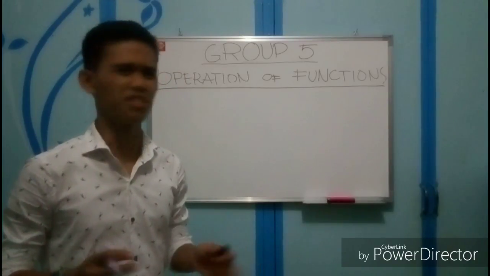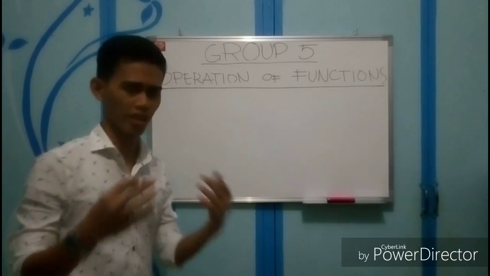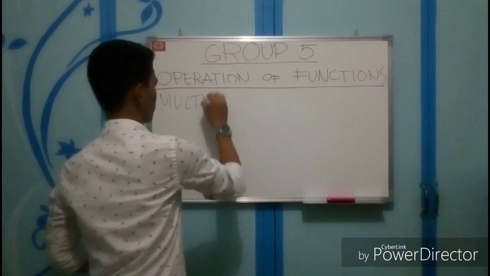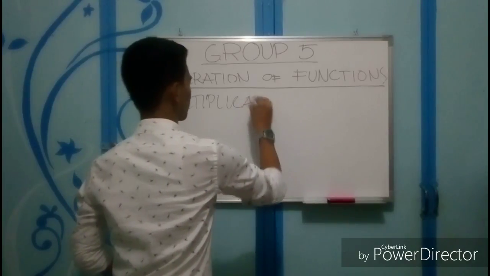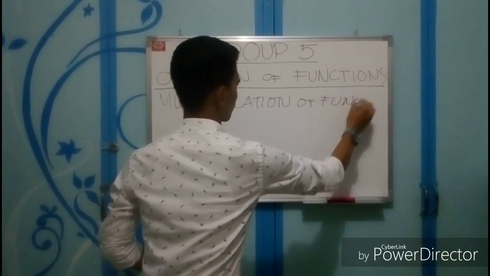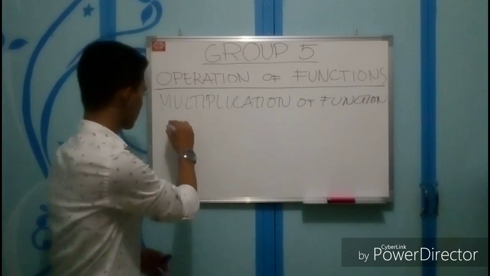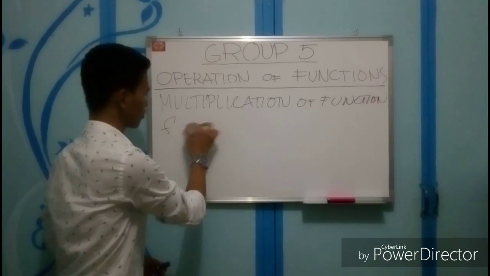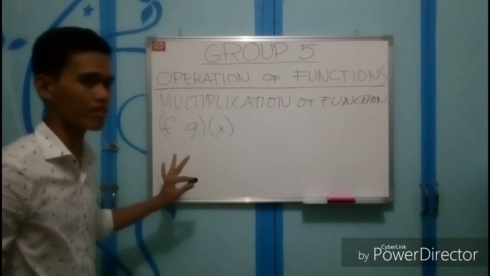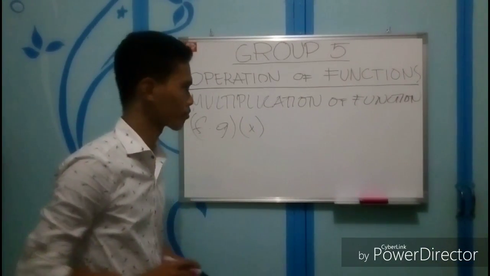We're done with addition and subtraction. Now let's talk about multiplication. Multiplication of functions, with the formula of f times g of x. That's the formula we're going to use. So I'll give you an example.